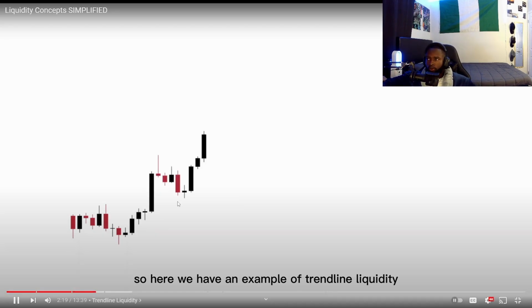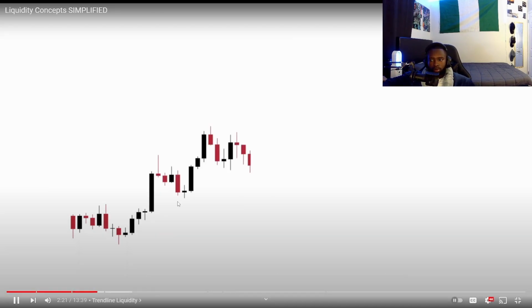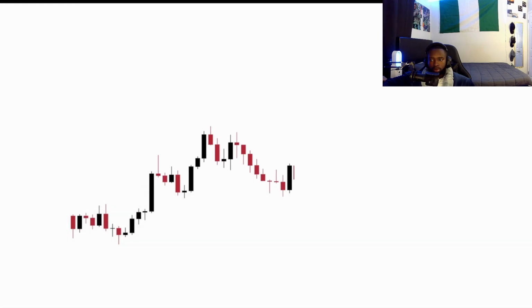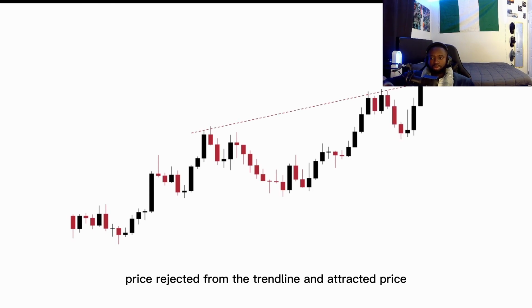So here we have an example of trendline liquidity. Price rejected from the trend line and attracted price.